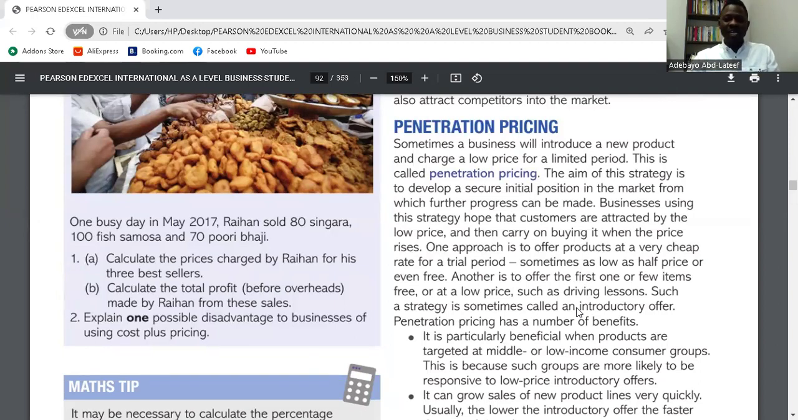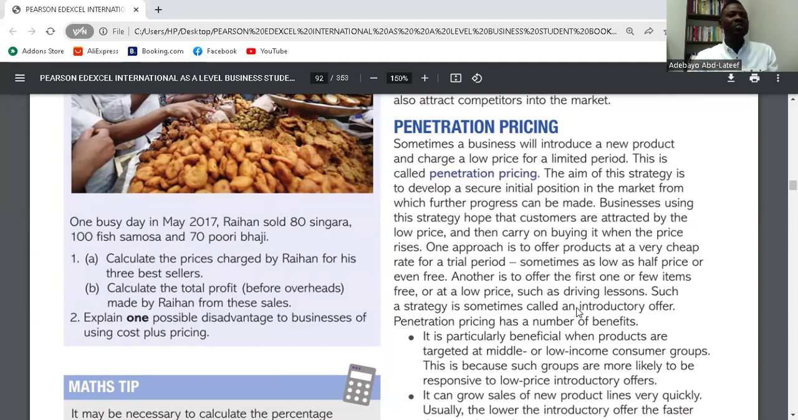One approach is to offer products at a very cheap rate for a trial period, sometimes as low as half price or even free. That is, to offer the first one or few items free or at a low price, such as driving lessons. Such a strategy is sometimes called an introductory offer. Penetration pricing has a number of benefits.